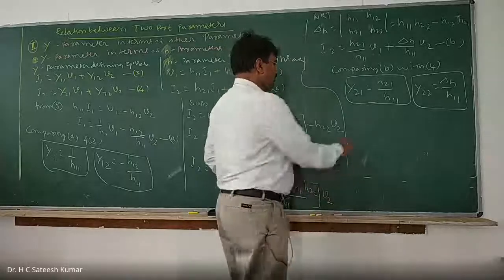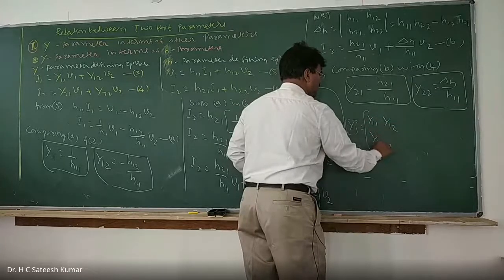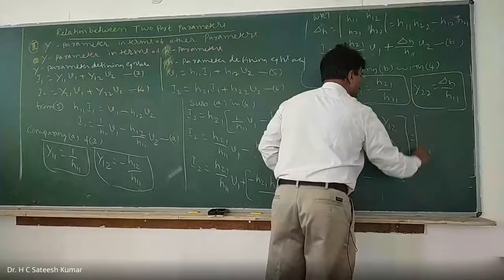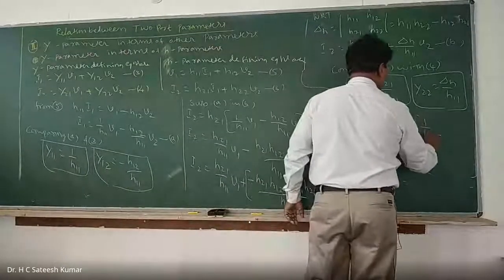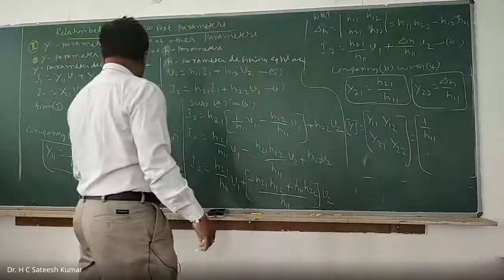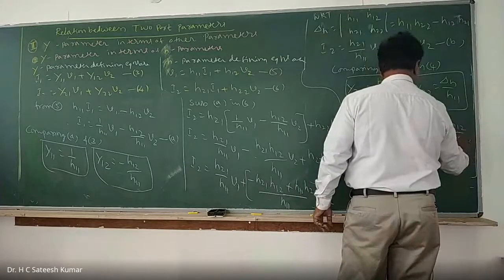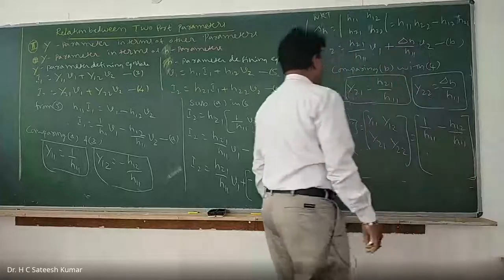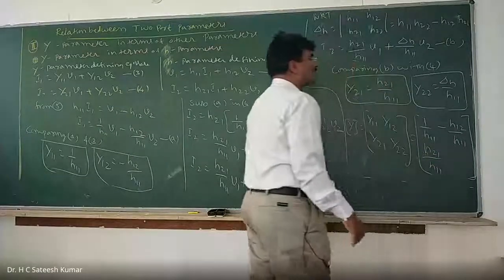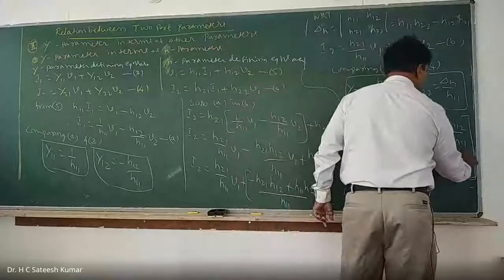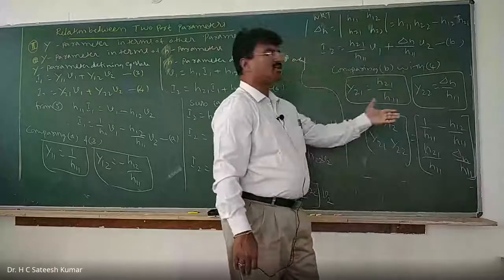That's it. So therefore, Y parameters are given by Y11, Y12, Y21, Y22. Y11 is 1 by H11. Y12 is minus H12 divided by H11. And the third one, Y21, is H21 divided by H11. And Y22 is delta H divided by H11. That's it. So we are representing Y in terms of H parameter.